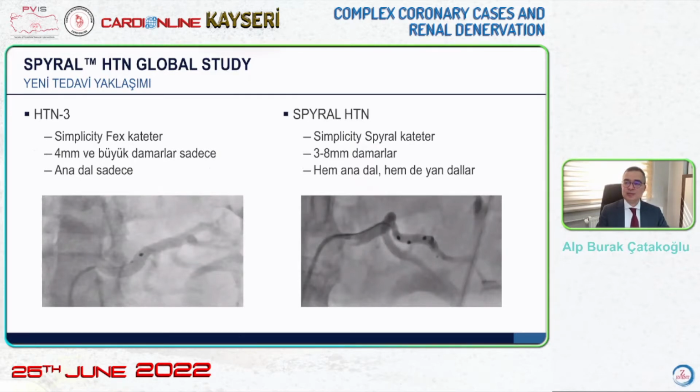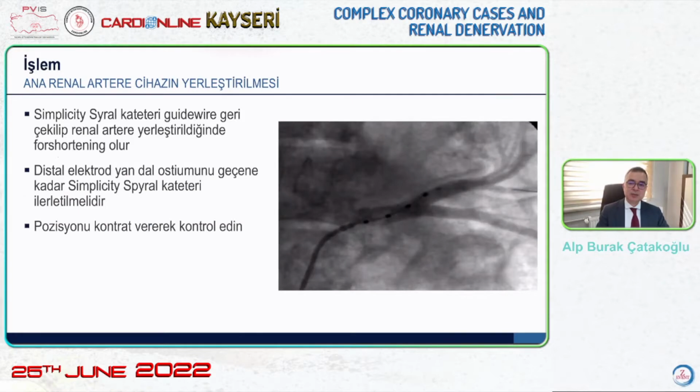So what is the multi-electrode catheter in this regard? For example, the Symplicity flex catheter was for vessels of 4 mm and above. However, the spiral is used for vessels between 3 and 8 mm. So it is more flexible, with a multi-electrode system, and it could be used in other vessels. The new spiral RDN catheter makes it easier to ablate the other vessels.